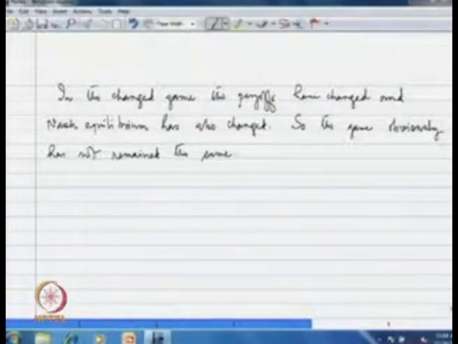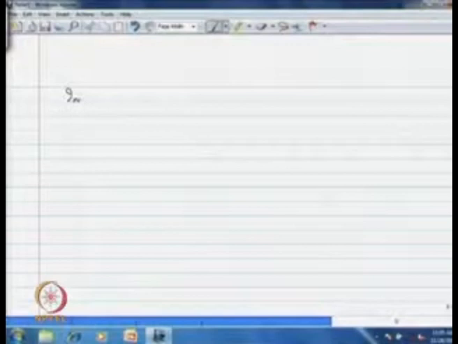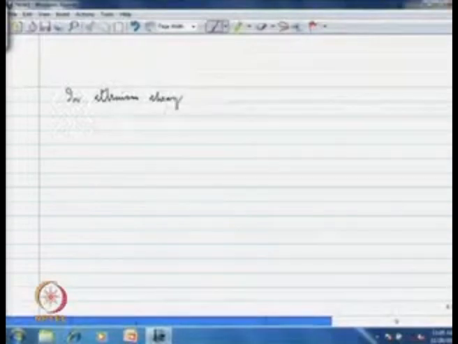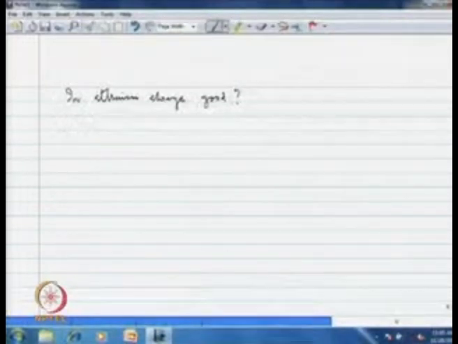So, that is it. This is an exercise where we are trying to answer this question: is altruism always good? Okay. So, let me first write down the question and then we shall try to solve this question and try to see whether altruism always gives us the best outcome.